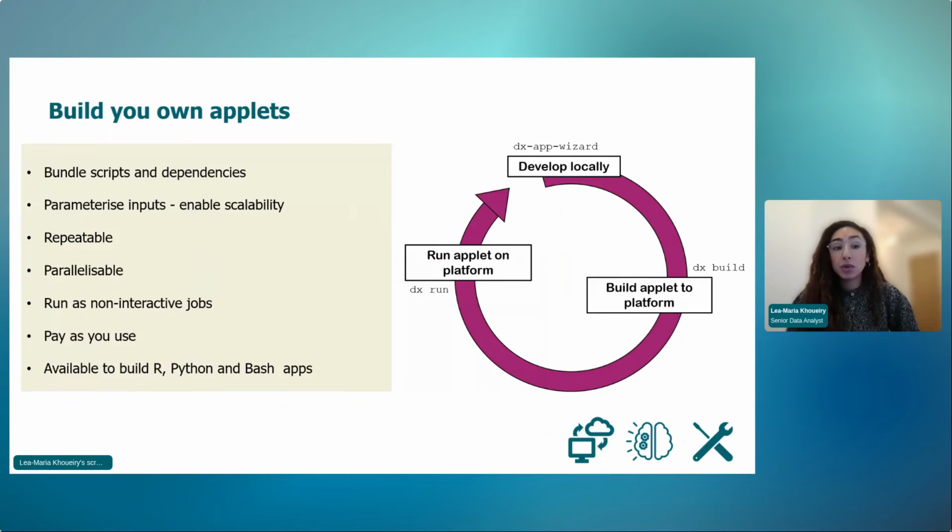In addition to Docker images, you can also build your own applets. These are really useful as they are mainly a bundle of scripts and dependencies. So it's like you are running an application directly on the RAP, similar to the tools that are already available. You can parameterize your inputs, which enables scalability. They are repeatable, parallelizable, and they run as non-interactive jobs. This means that you only pay for the time your applet is running. And they are available to build with R, Python, and Bash apps.